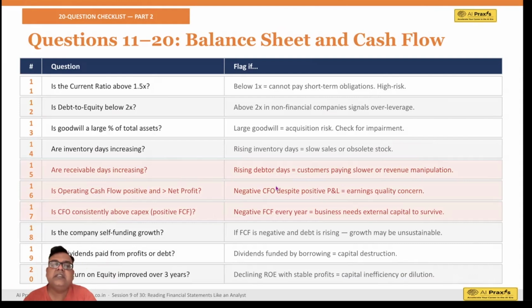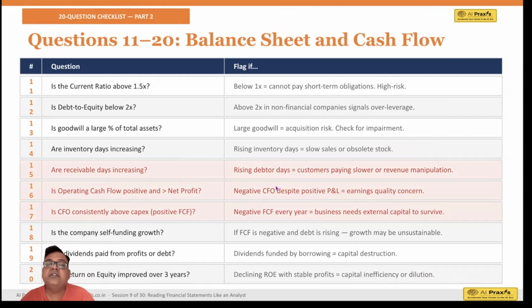Then comes: is the company self-funding its growth? If the free cash flow is negative and debt is increasing, then growth may not be scalable, right? Are dividends being paid from profits or from debt, in fact? So if a company borrows money to pay dividends, it's actually destroying its value instead of creating it.